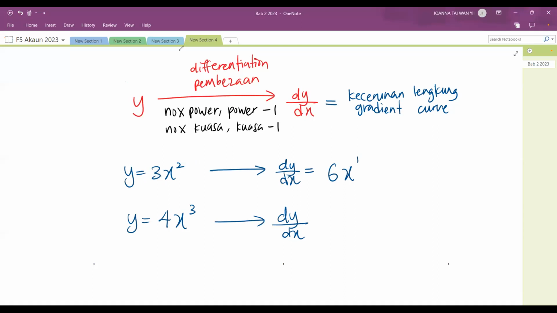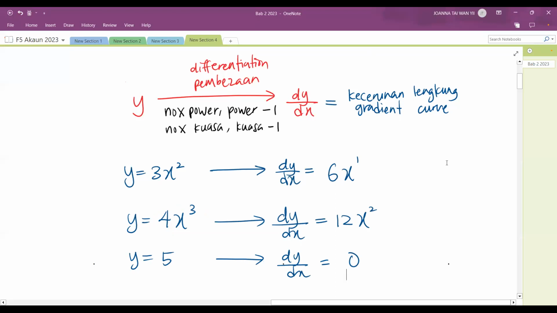Kalau y sama dengan 4x kuasa 3, dy dx jadi apa? 12x square, correct. Number 4 times power 3, 4 darab 3, 12. Then power minus 1, kuasa tolak 1, jadi 2. Then if I give you only 5, no x, kalau tiada x, jadi apa? Kosong, betul. No x becomes 0, remember that.